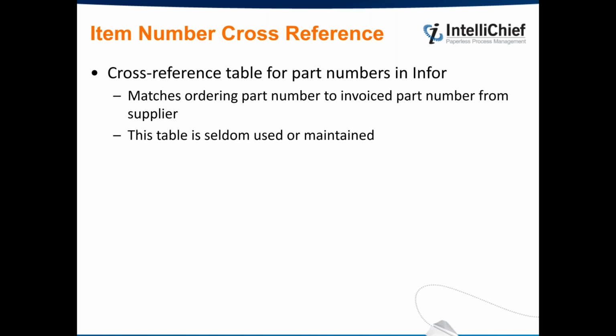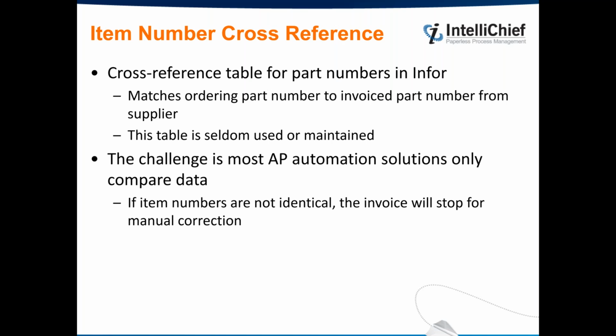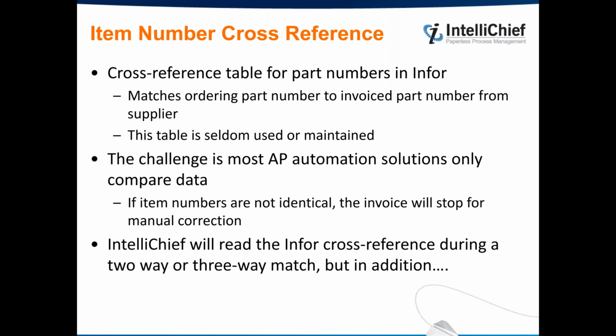Well, why do I care about that? Because it's important in terms of getting more and more invoices straight through. So most tools only, again, similar to the unit of measure we looked at before, right? It only compares the two things. Well, if the part numbers don't match, they don't match. So that it stops and somebody has to do something. We want to avoid that.